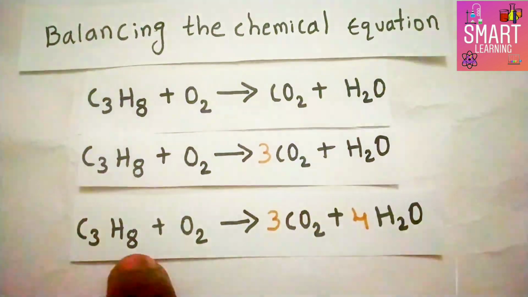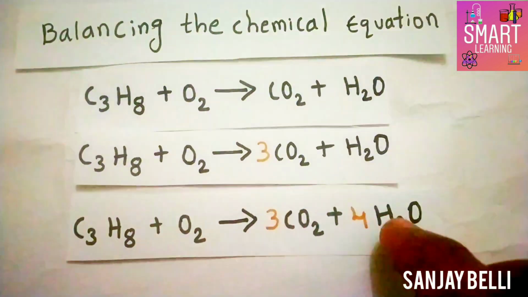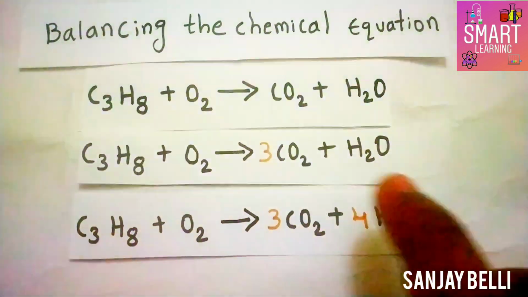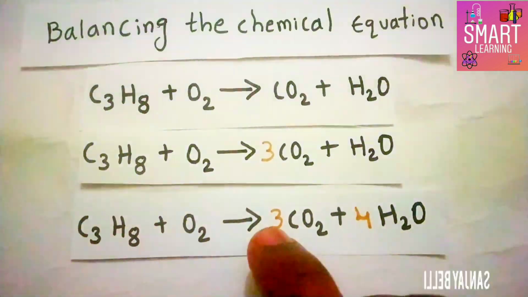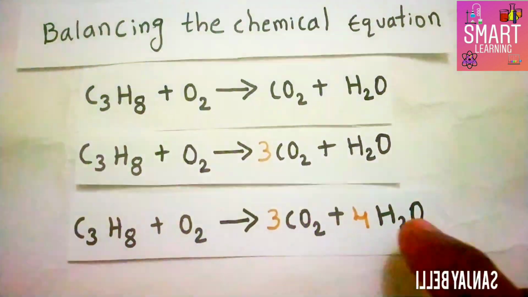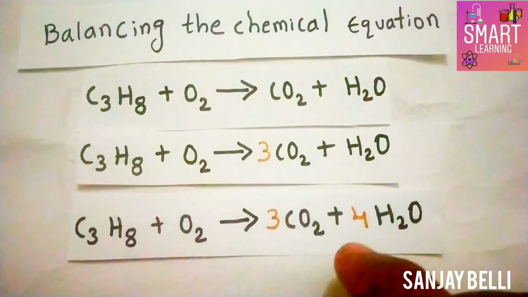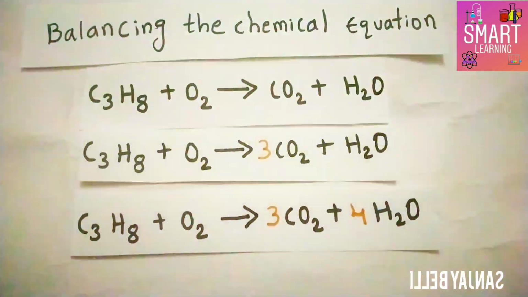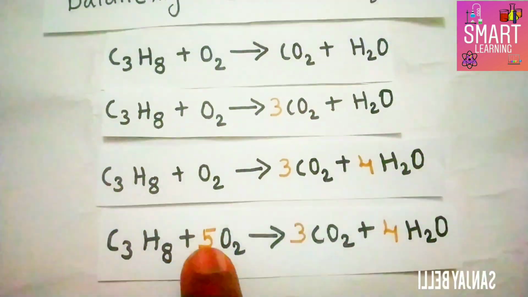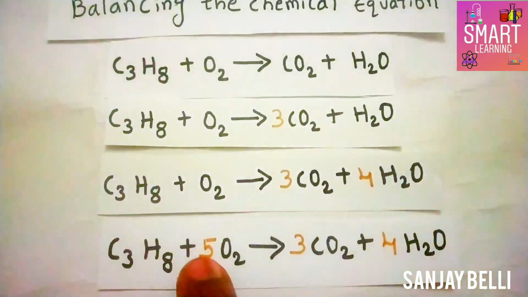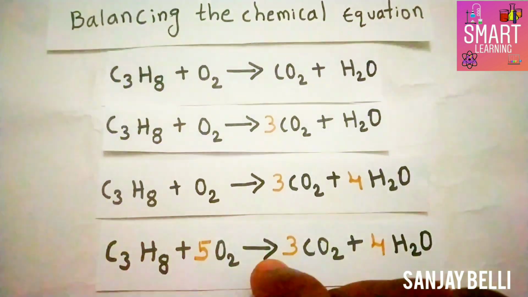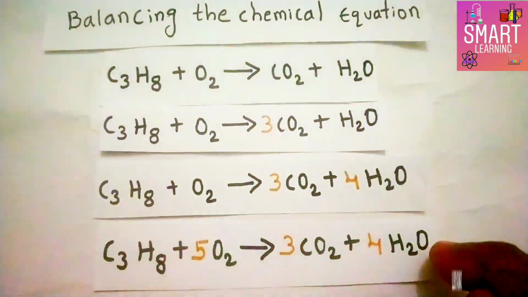3 carbons, 8 hydrogens, 4 twos are 8 hydrogens, and 2 oxygens on reactant side. How many oxygens on product side? Here you see 3 twos are 6 and again 4 ones are 4. 6 plus 4, it's 10. That means 10 oxygens on product side. So here we need to get 10 oxygens on reactant side. So I am multiplying with a factor 5. 5 twos are 10. So C3H8 plus 5O2 gives rise to 3CO2 plus 4H2O.